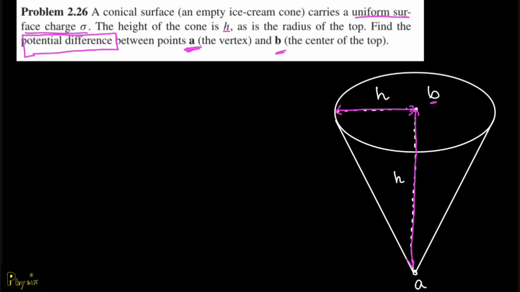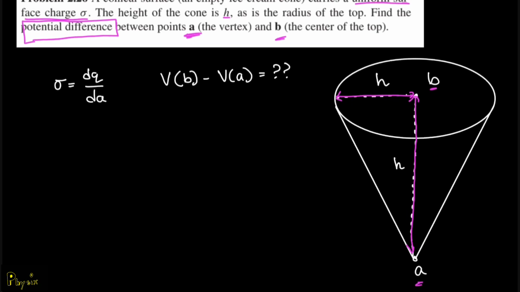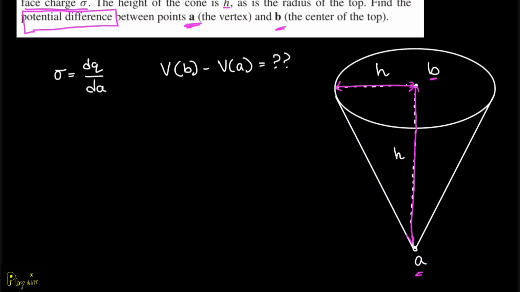By the way, this problem is taken from the 4th edition of David Griffiths' book, Introduction to Electrodynamics. All right, so let's jot down the information that we have. We have the surface charge density, sigma, and we know that sigma is equal to dq over dA, and we basically have to find out what V, the potential difference between point VB and VA is. This is our goal. To find the potential difference, let's first find the potential at those particular points, point B and point A.